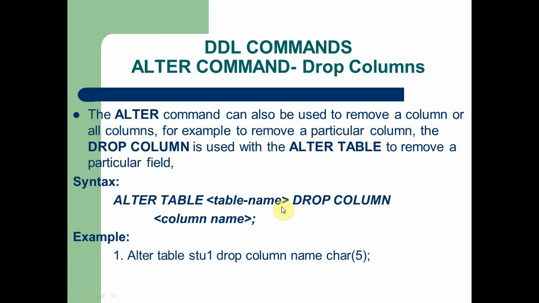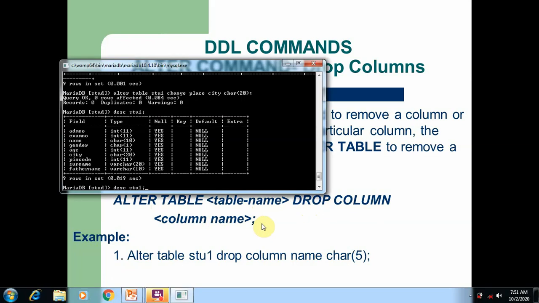Now we are going to see the next alter command, called alter command with drop columns. It is used to remove the columns from the table which are not required by the user. A simple syntax: alter table name, use the keyword drop column, specify the column name. So now I'm going to execute this command alter table. Use drop column and then type the column name which I don't want, for example surname, and its data type varchar of 20.